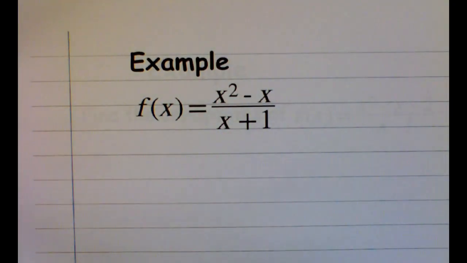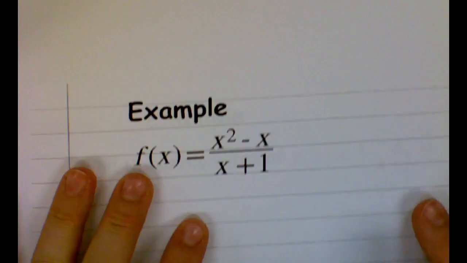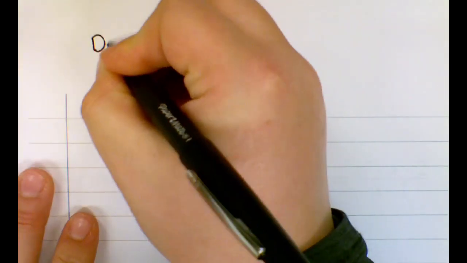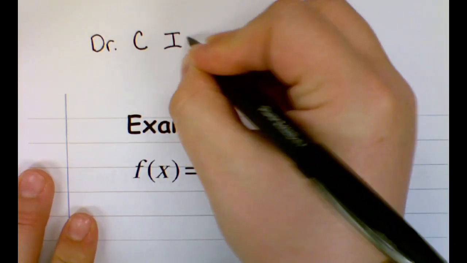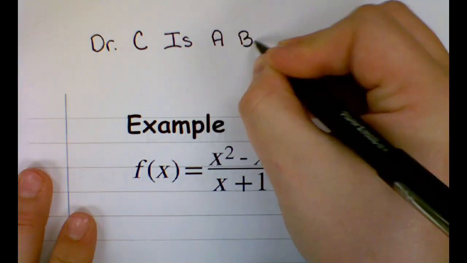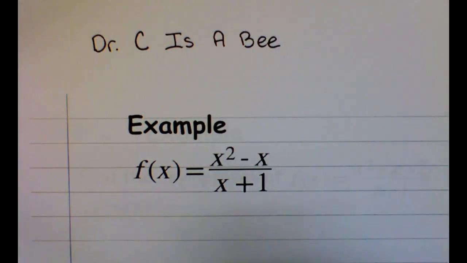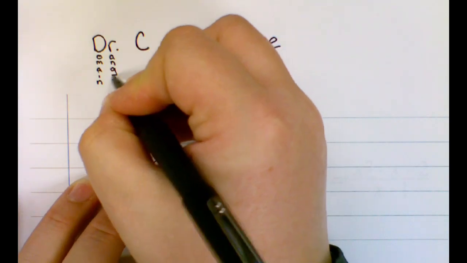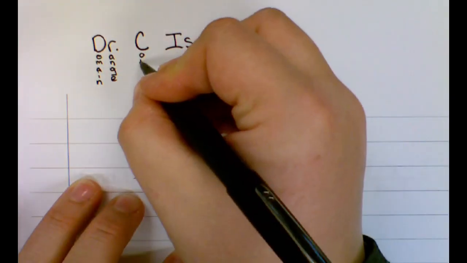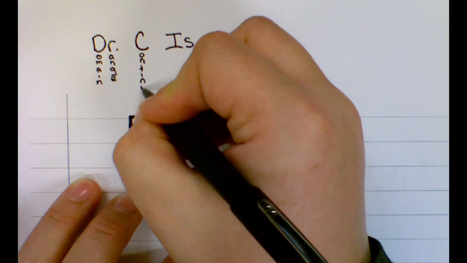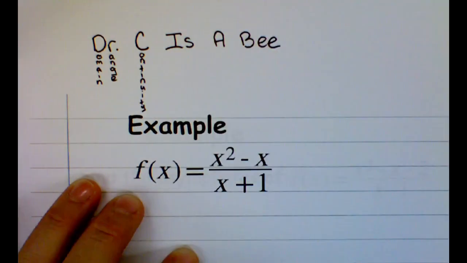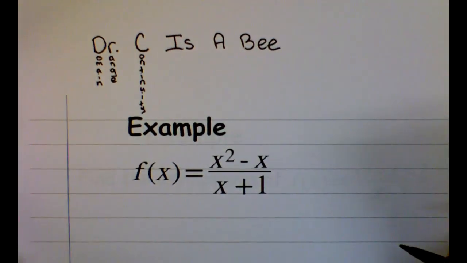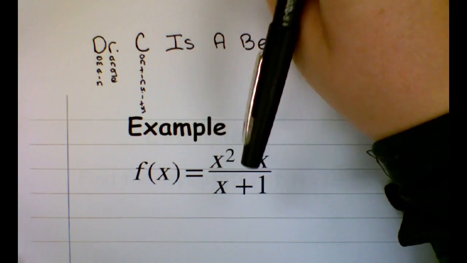One little mnemonic device that some people like is to remember that Dr. C is a B. And that just reminds you everything you need to find. D is for domain. R is for range. C is for continuity. I is for intercepts.